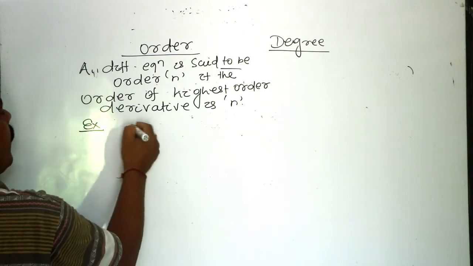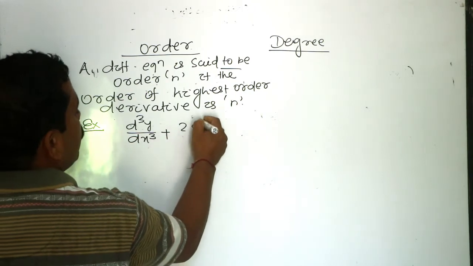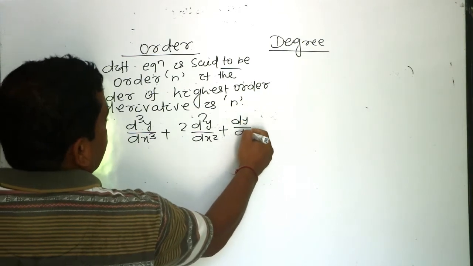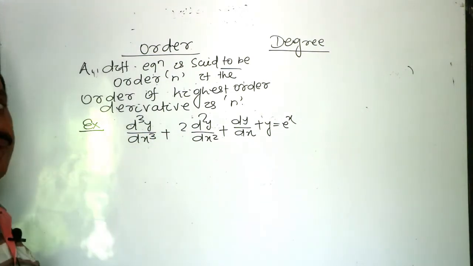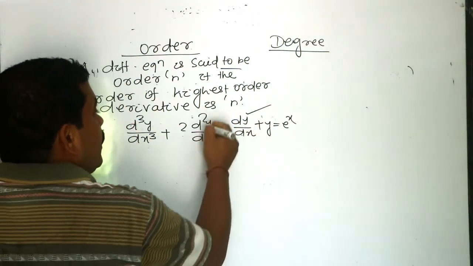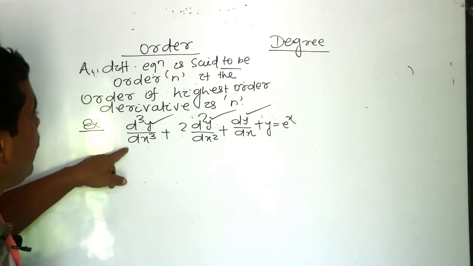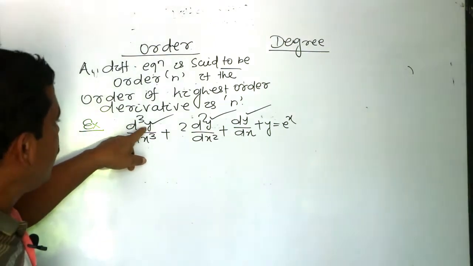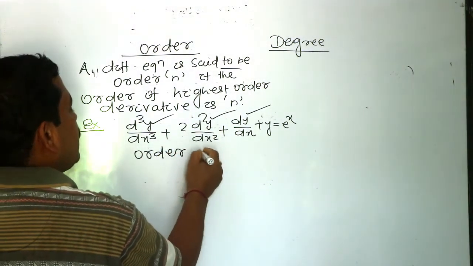For example, d cube y by dx cube plus 2 into d square y by dx square plus dy by dx plus y equals e to the power x. This is an example of an ordinary differential equation. This is the first order derivative, this is the second order derivative, and this is the third order derivative. So here the highest order derivative is of order 3, so the order of the differential equation is 3.